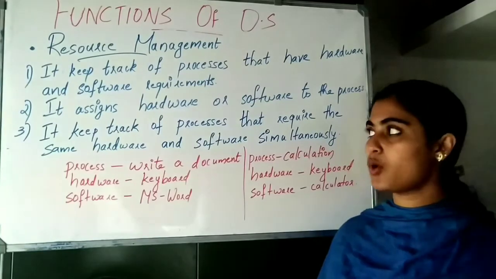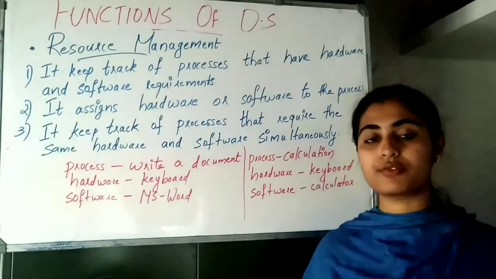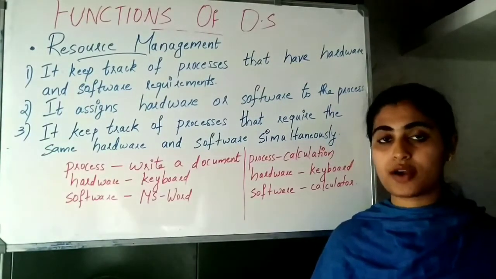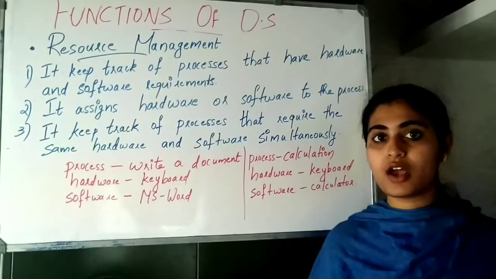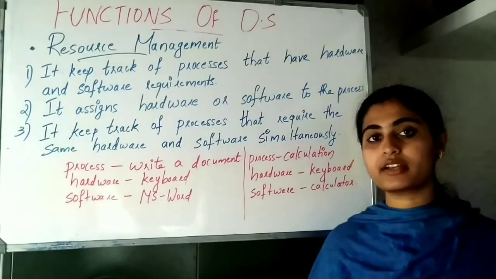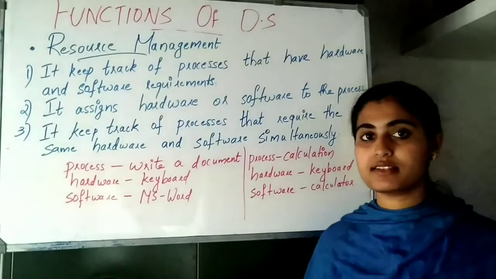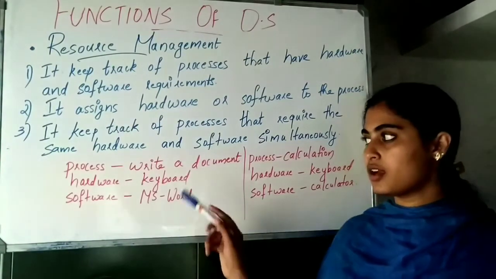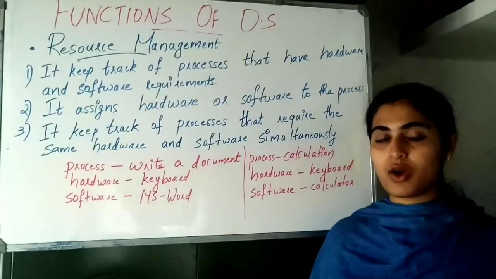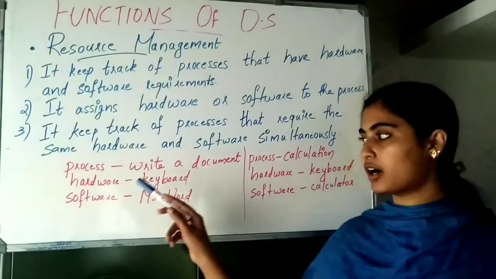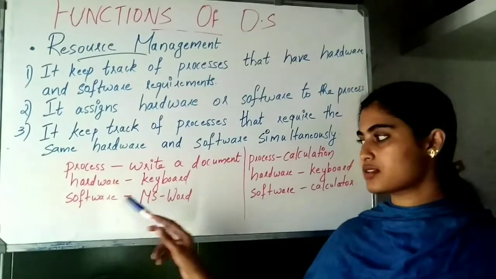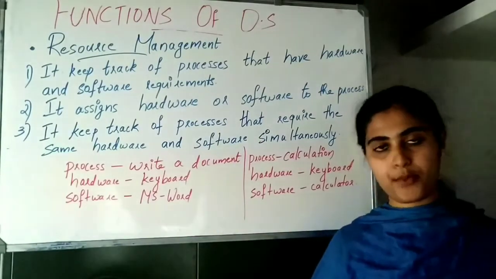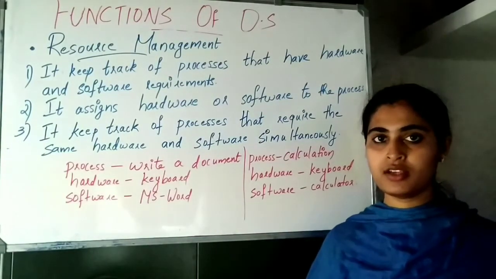And what is the second point? It assigns hardware or software to the process. Once the operating system finds what is the hardware and software needed for a process, it will assign this hardware and software to that process. In this case, for writing the document, the operating system will assign the hardware keyboard and assign the software MS Word to that process. Okay.